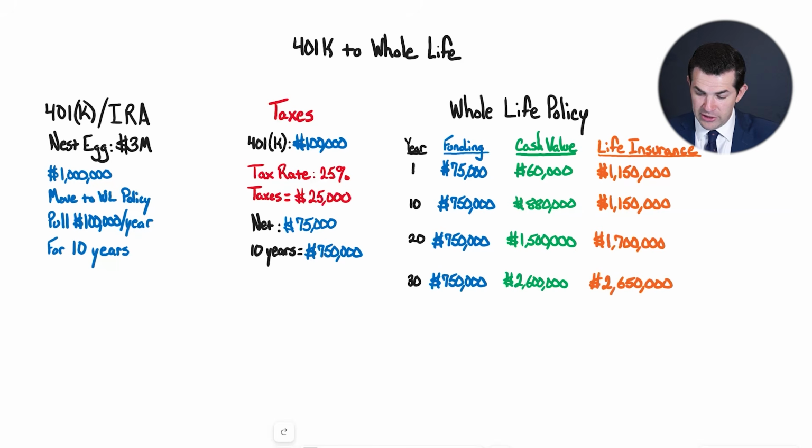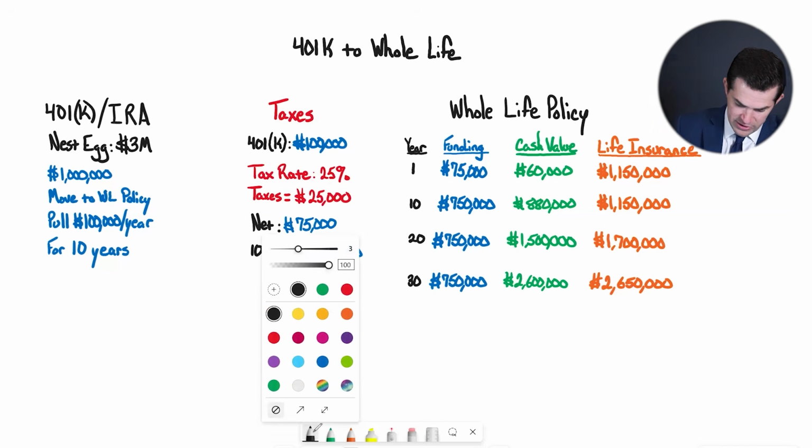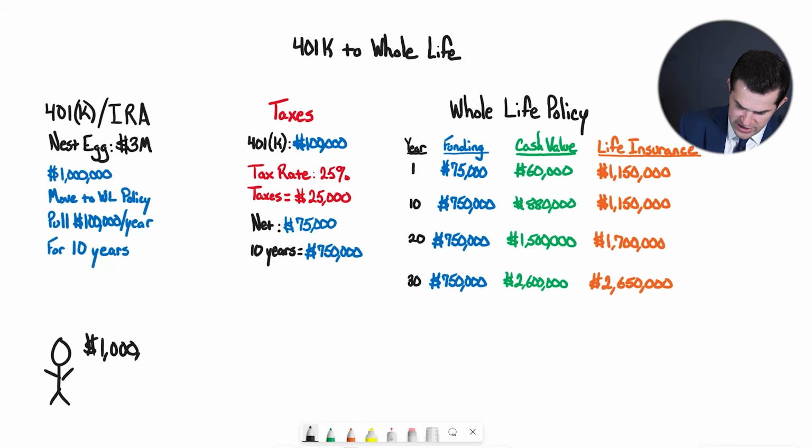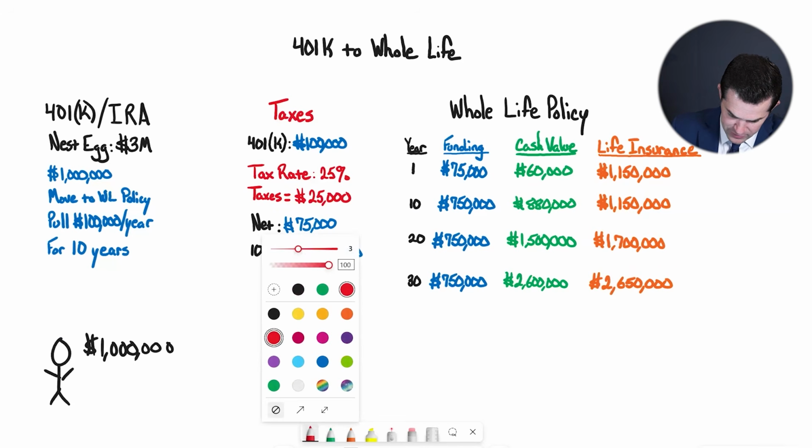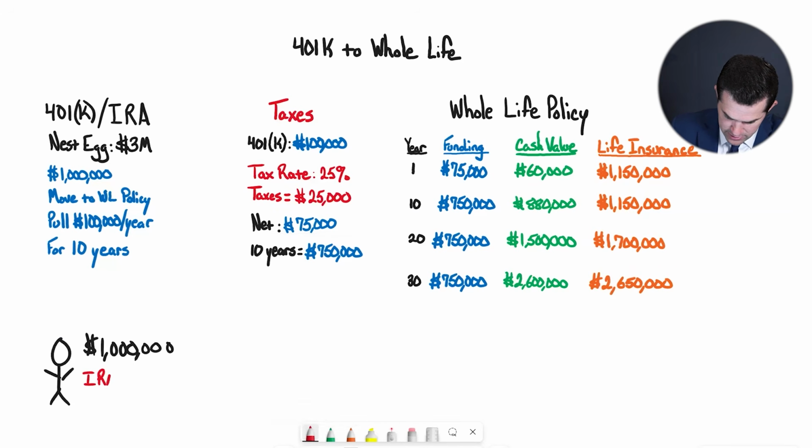And if we look 30 years down the road, which at this point in time you'd be 90, your cash value is 2.6, and your death benefit is getting close to $2.7 million. So basically what we've done here is, you've got $1 million in your old IRA, and you say, I want to move some of this over to a whole life insurance policy. The reason why is because this IRA is taxable when I pull it out.